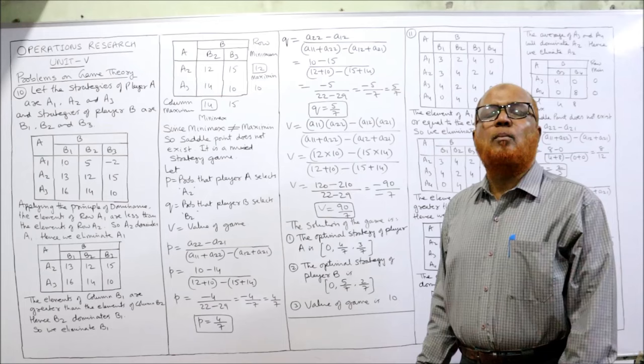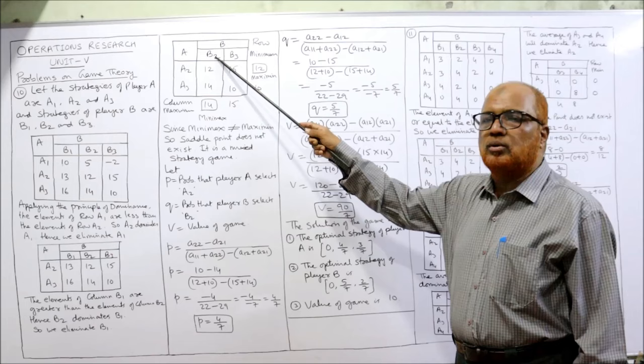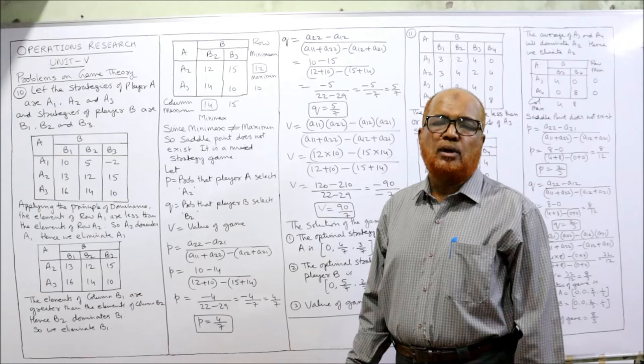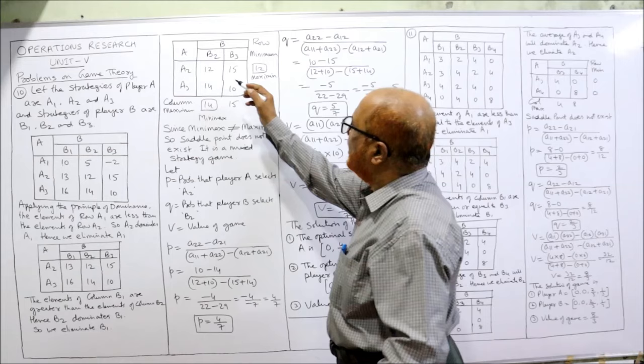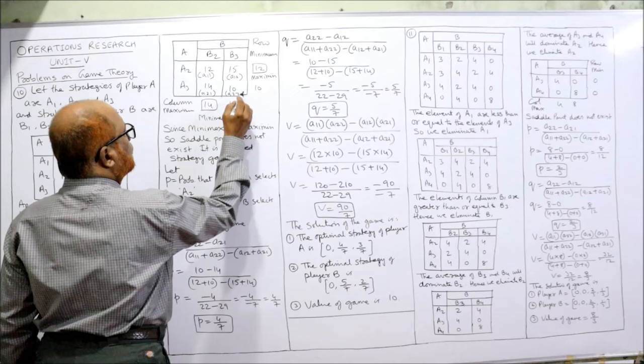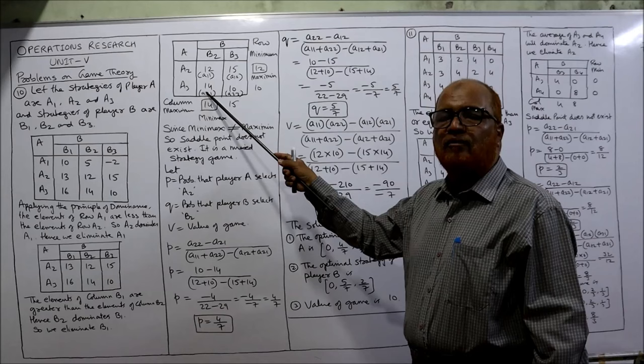So P is equal to probability that player A will select A2, and Q is the probability that player B will select B2, and V is the value of the game. So we need P, Q and V, right? The formula for P, already in the last video I have explained to you, A22 minus A21. So for our understanding, we write down this 12 as A11. This is A12, A21 and A22. A11 means first row, first column. A12, first row, second column. A21, second row, first column. A22, second row, second column.